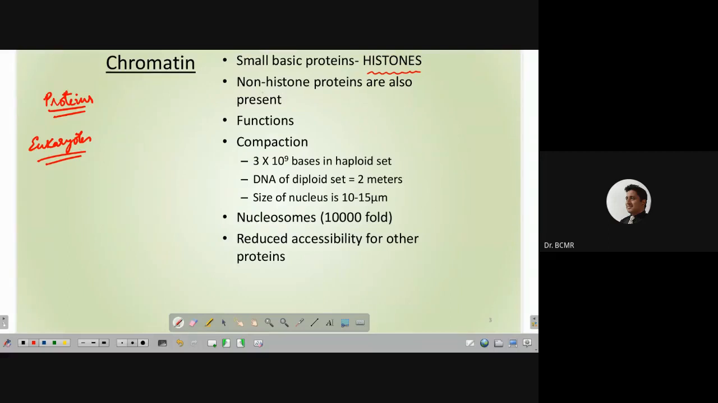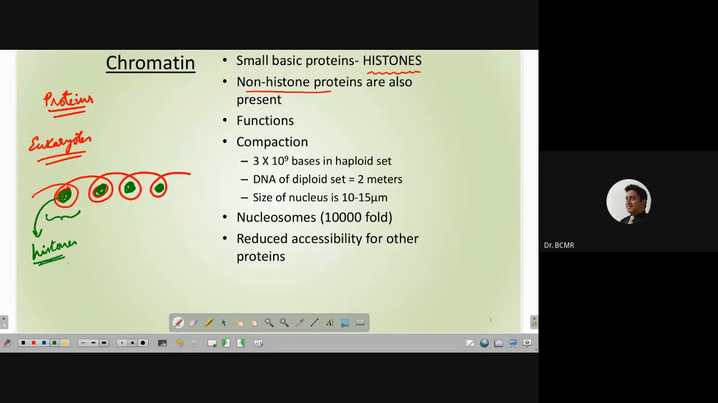And there are also several other non-histone proteins. Histone proteins are something we will study in the fourth class of this particular lesson. But the red line that I have drawn is supposedly the DNA, and this whole structure is called a nucleosome, and the green ones are the histones.